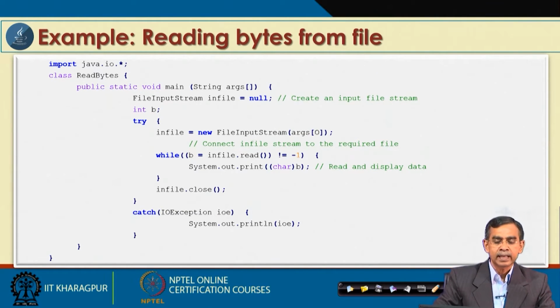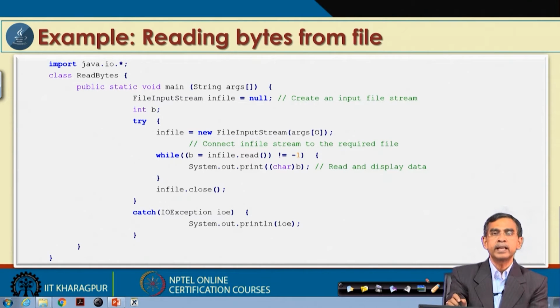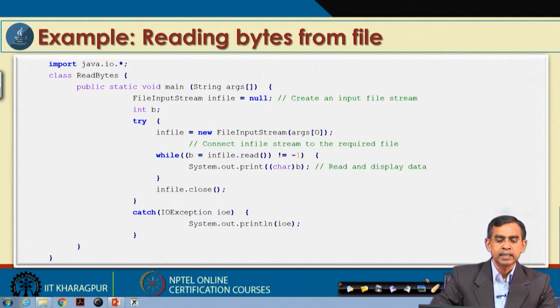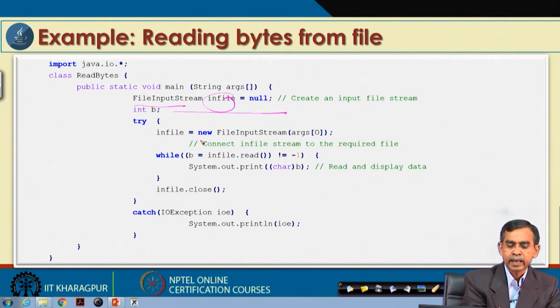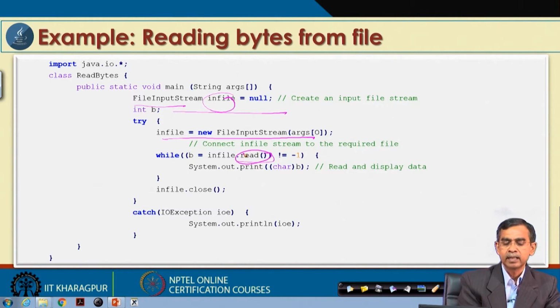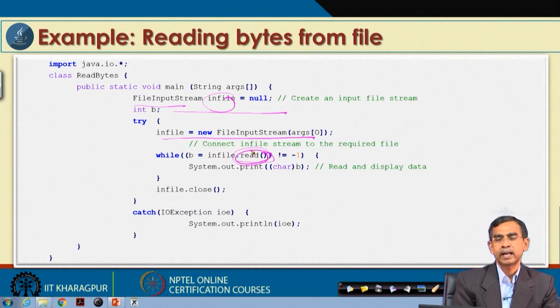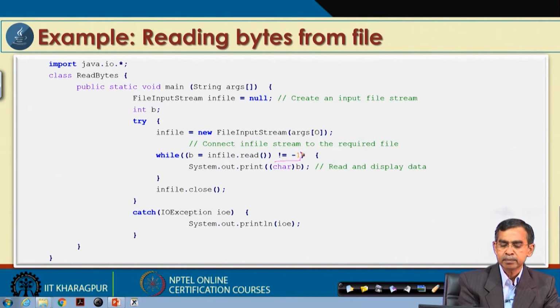Here is another example which explains how reading in the form of bytes from a file is possible. Again the same thing: FileInputStream is the class for which an object is to be created, and then we make a connection, and then the read method is called. This read method reads 1 byte at a time, and it will continue to read until the end of file occurs.